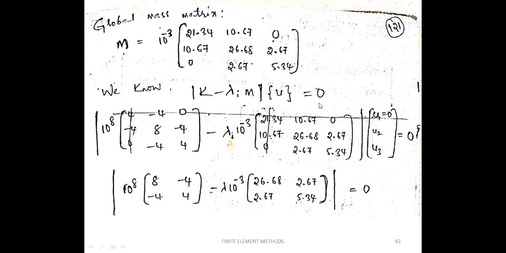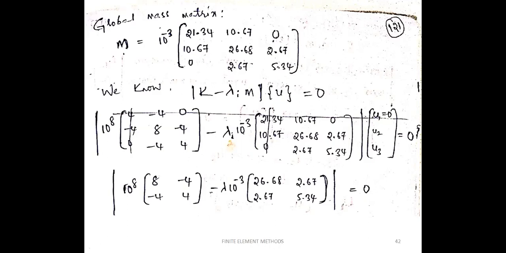Because why? Because there is no external force. If external forces are there, this 0 becomes the force matrix. Here the force matrix is 0, so that's why it is equal to 0. But in some other cases, the problem may be forced vibration. If forced vibration problems are given, then instead of 0 you will get the force matrix here. That is the only difference between the free vibration and forced vibration approaches.